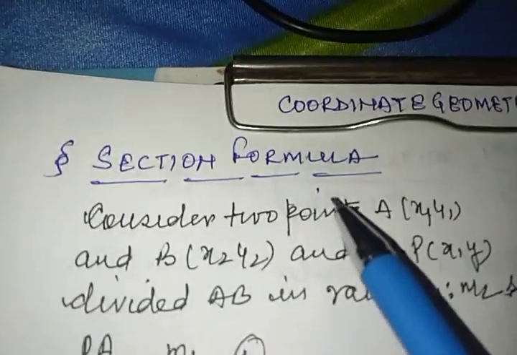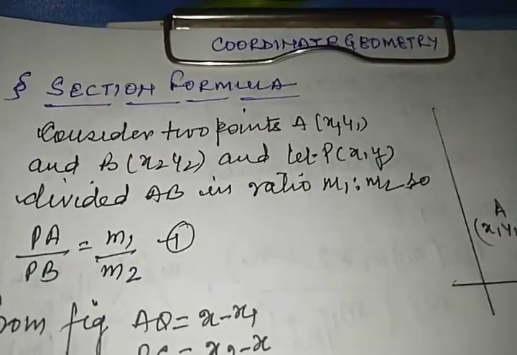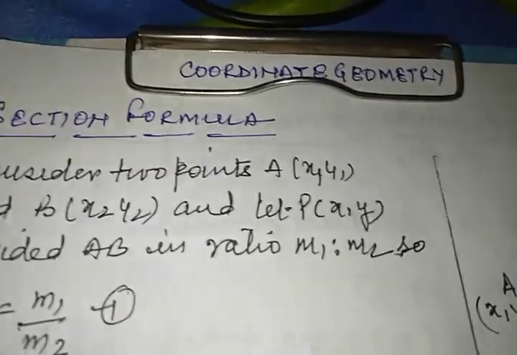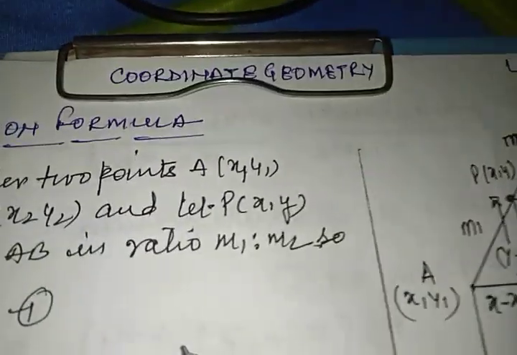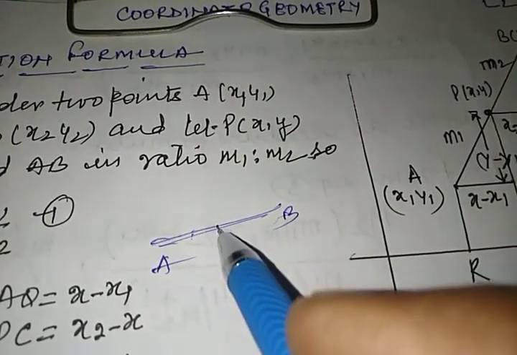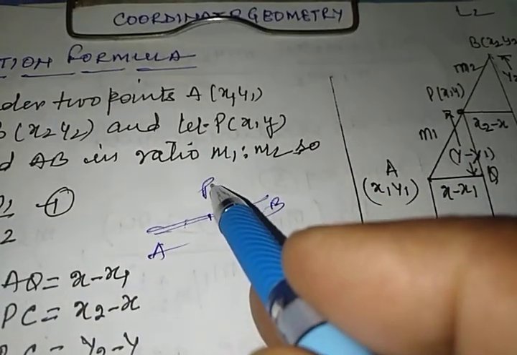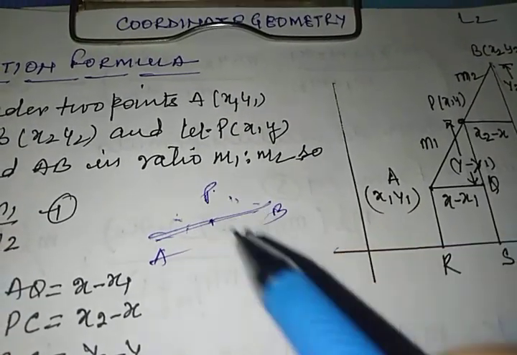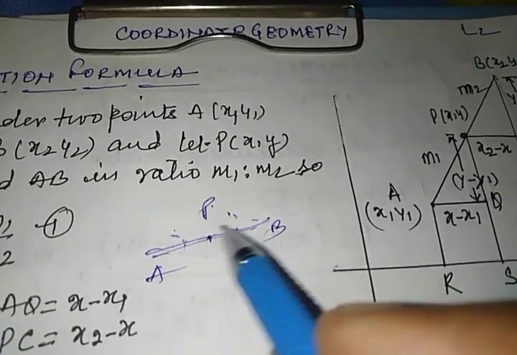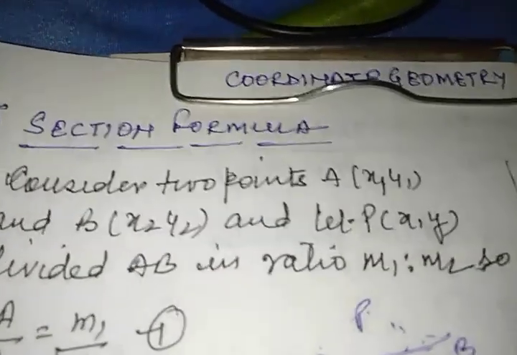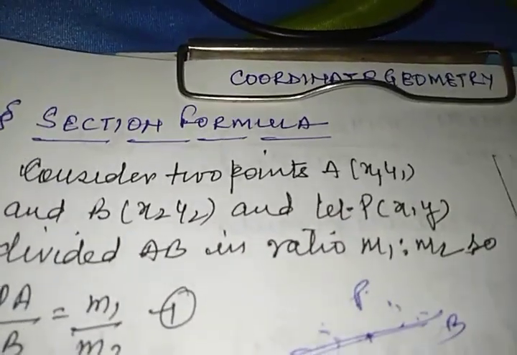So this is the section formula. Section means sections of a line are done, parts are being made. Suppose you have one line, this is A, this is B, and this is point P. Suppose point P divides AP and PB in some ratio. Then sections are made: one section is AP and one is PB. So this is the section formula. For the section formula, consider two points A and B.